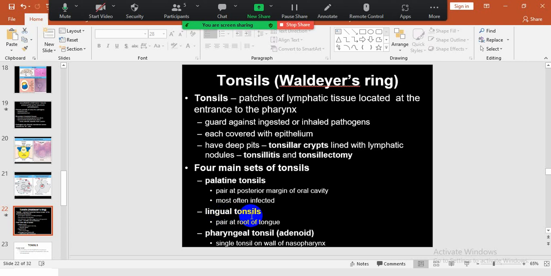Whenever you hear lingua, it's leading to the lungs. Then pharyngeal is leading to the stomach or the gastrointestinal tract. So pharyngeal tonsil. And the tonsil over here is called adenoid. It's a single tonsil on the wall of the nasopharynx. That's the nose, protecting the nose and the mouth, the entrance into the esophagus.